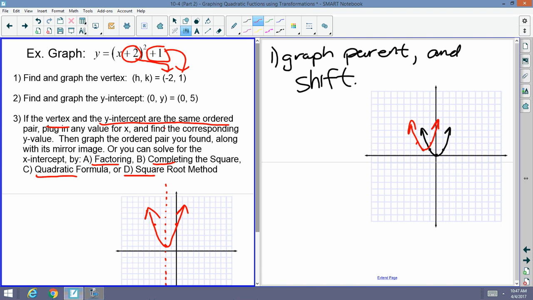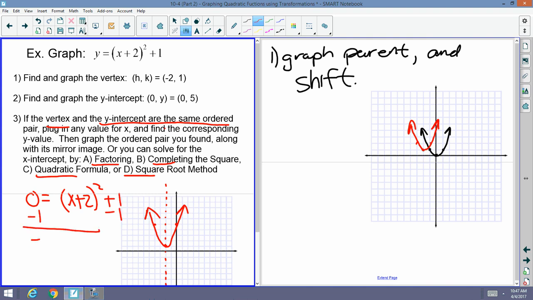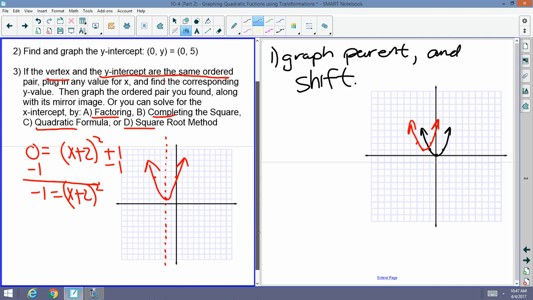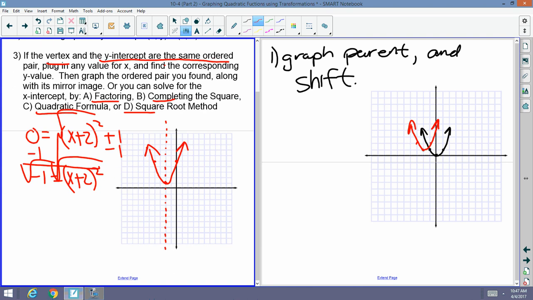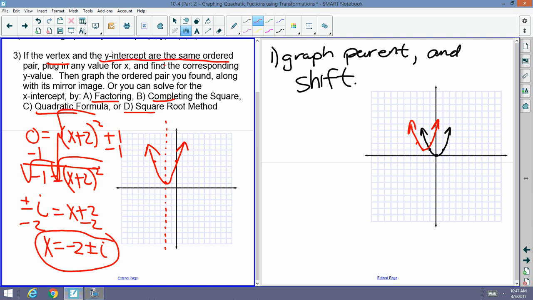Now look, to answer your question better, if I wanted to find the solutions here, I make y 0. And actually, I wouldn't have to use the quadratic formula here. You subtract 1 from both sides. Negative 1 equals x plus 2 squared. How do we cancel out the square? That's right, take the square root. So this is going to be plus or minus i equals x plus 2. Subtract the 2. So x equals negative 2 plus or minus i. I knew it was going to be complex because it did not touch the x-axis.